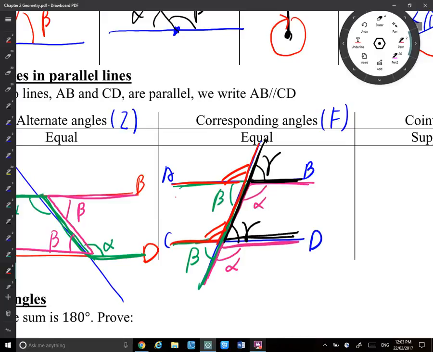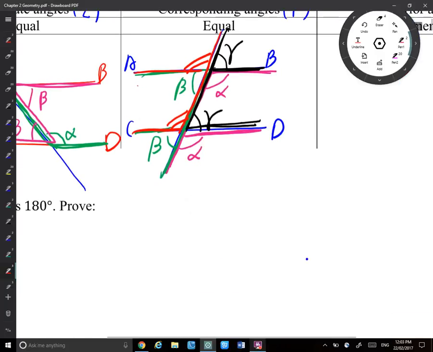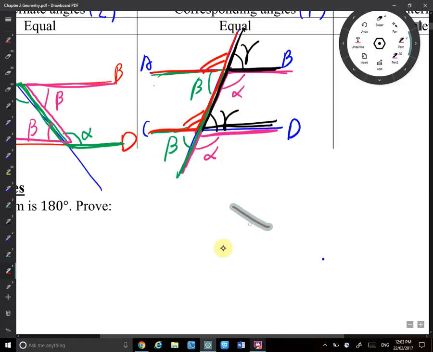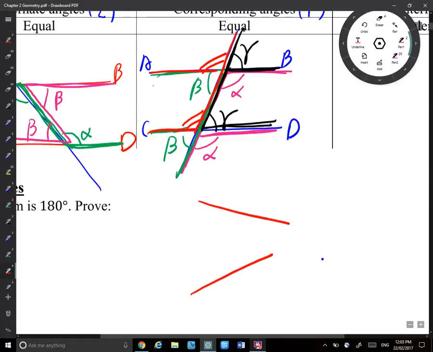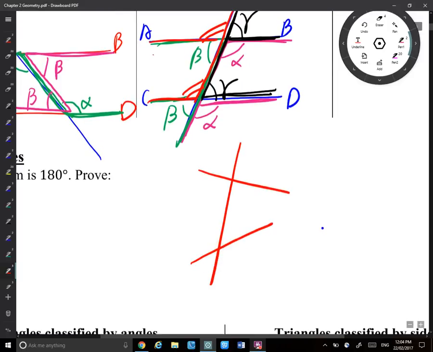Okay, you must have AB parallel to CD. If AB is not parallel to CD, they are not equal. You can still have corresponding angles. For example, let's draw a line like this. Those two lines are not parallel, and a line crosses them.